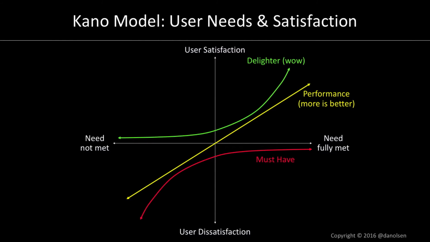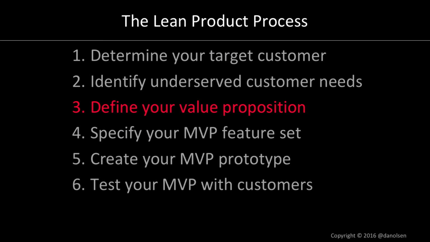And that illustrates an important concept that basically things migrate over time, right? So yesterday's delighters become today's performance features and tomorrow's must-haves. And the rate at which that happens depends on the level of competition and innovation in your category. But that's a way we can classify our user needs. And we're actually going to use it in the next step to define our value proposition.